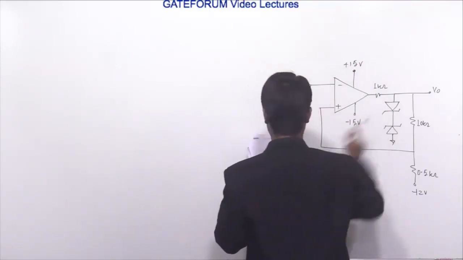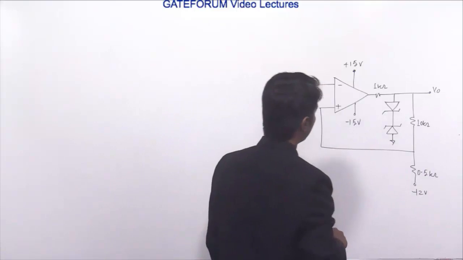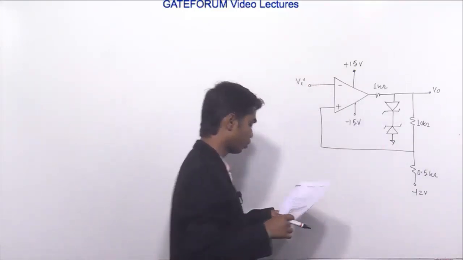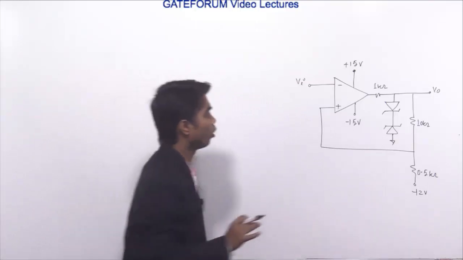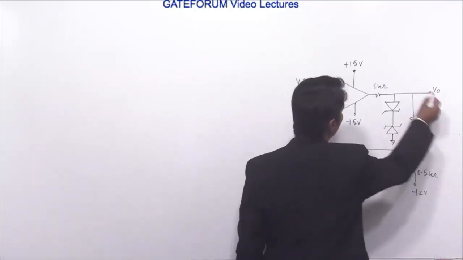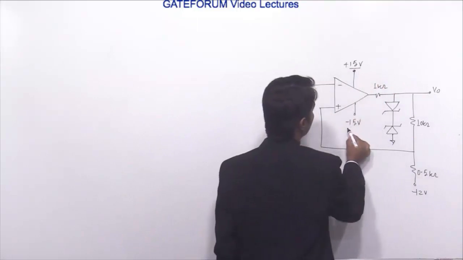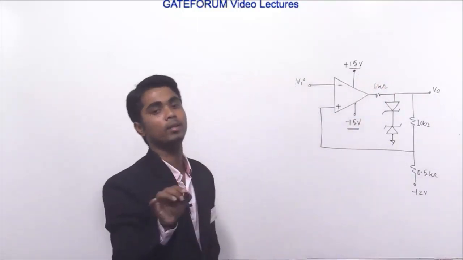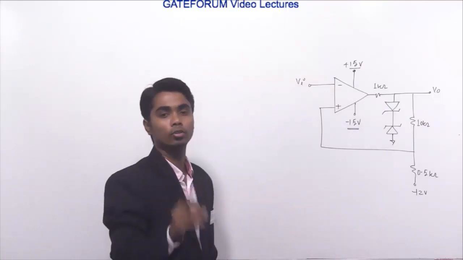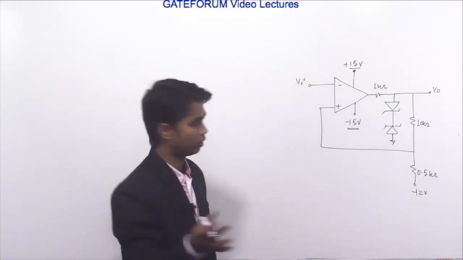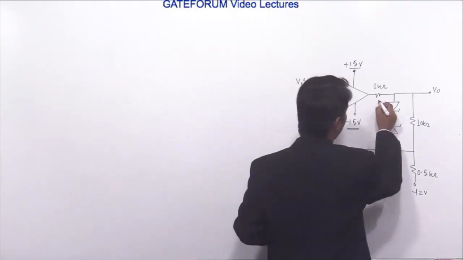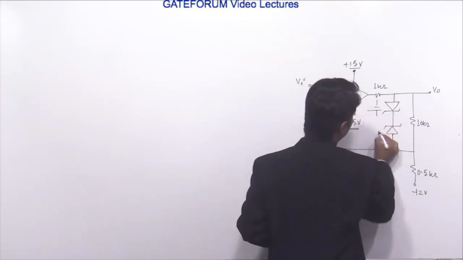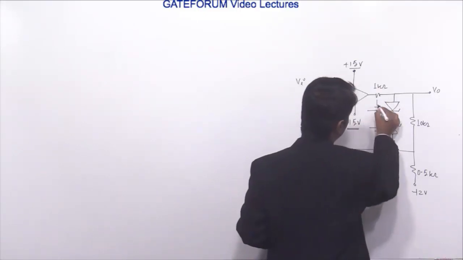See, this is VZ. Now, in the question itself, it is indicated that the Zener combination maintains the output voltage at plus 7 and minus 7. A normal student will think that VO will be 15 volt to minus 15 volt. But in the question itself it is given, or if it is not given, then also you have to find out these things. This Zener diode has a breakdown voltage of this, and this will be the breakdown voltage.